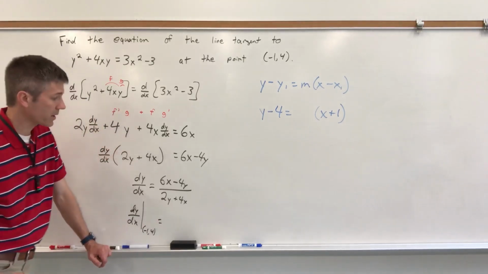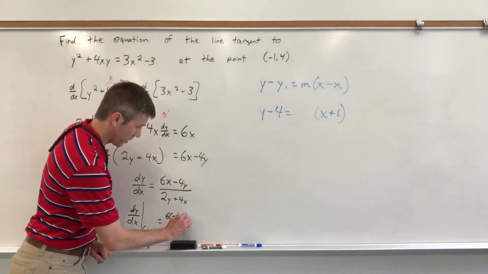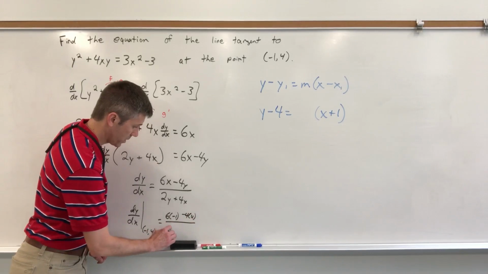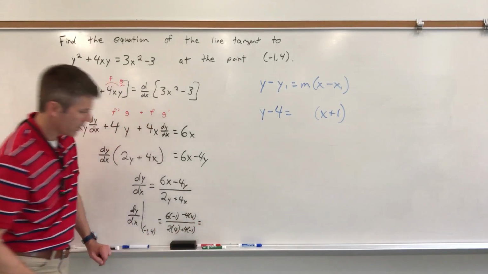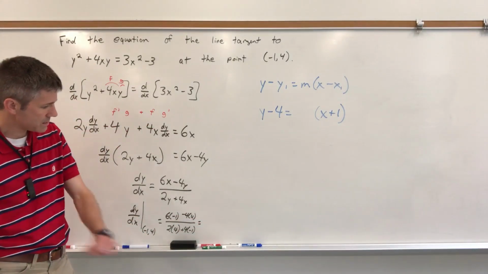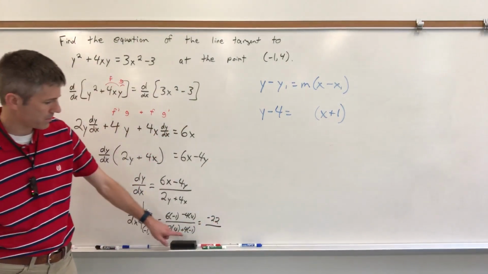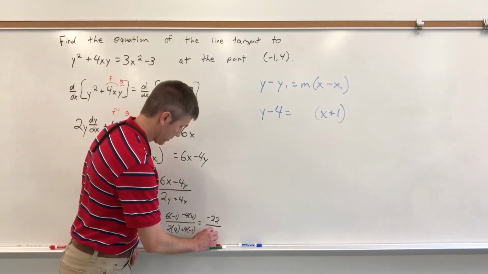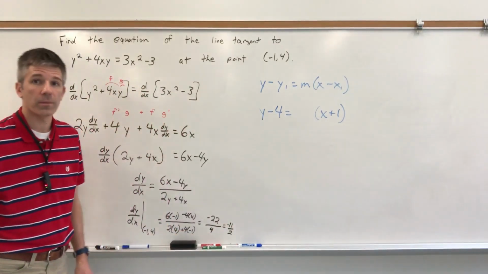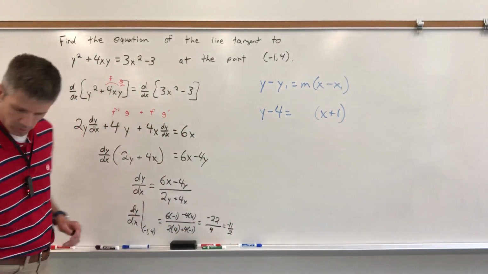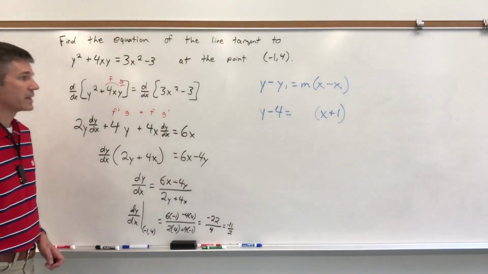-1, 4. So I'm going to plug in -1 for all my x's. All my y's become a 4. So 6 times -1 minus 4 times 4 over 2 times 4 plus 4 times -1. Okay. -6 minus 16 is -22. 8 minus 4 is 4. We'll call that what it is. That's -11/2. Okay, we found our slope at that specific point. I'm going to double check my work here. I have it worked out. Yep, that's what I got. So -11/2 is my slope.